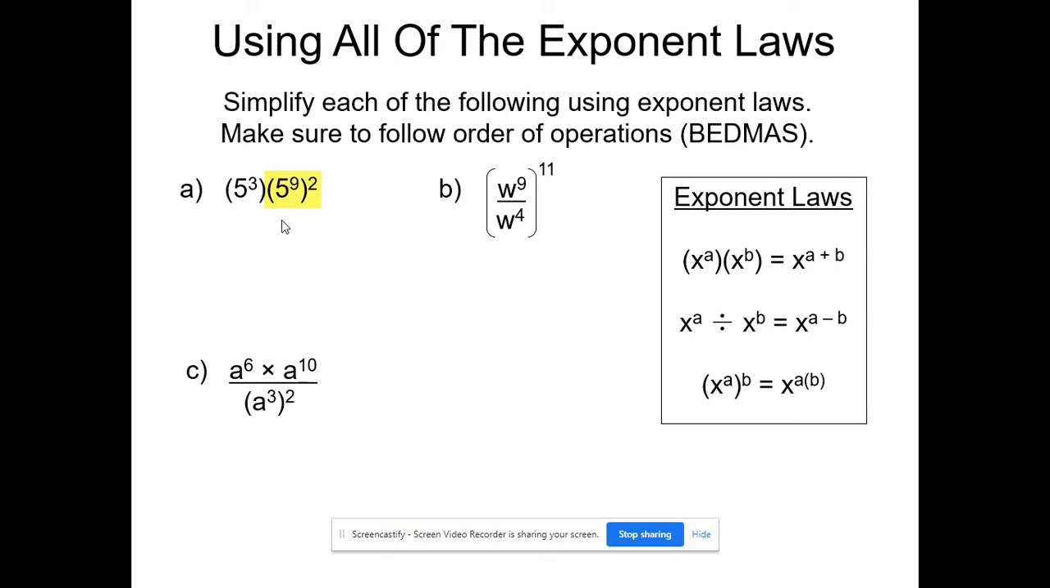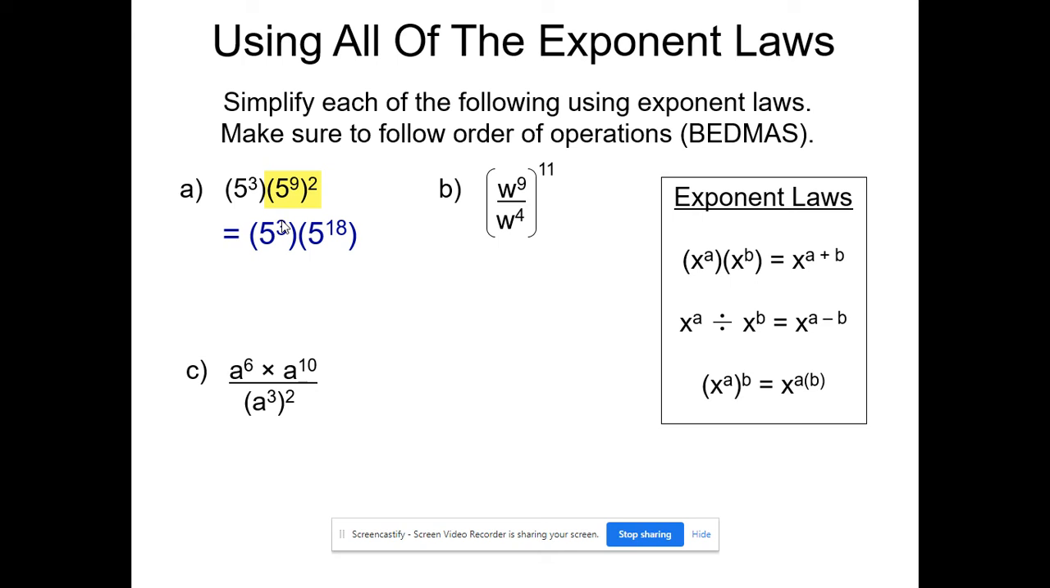So when you have a power on top of a power, so when you have one base and 2 exponents, you multiply those together. So I'm going to leave the 5 to the 3 the same, and then multiply 9 times 2, which is 18. So I have 5 to the 3 times 5 to the 18.